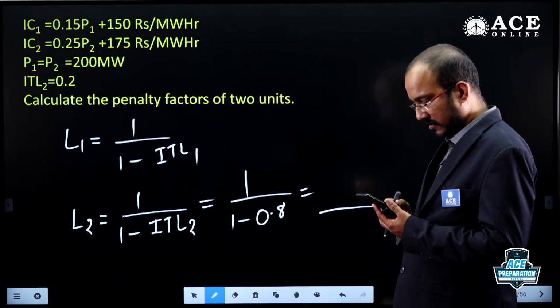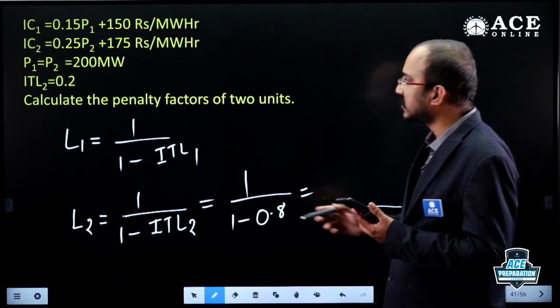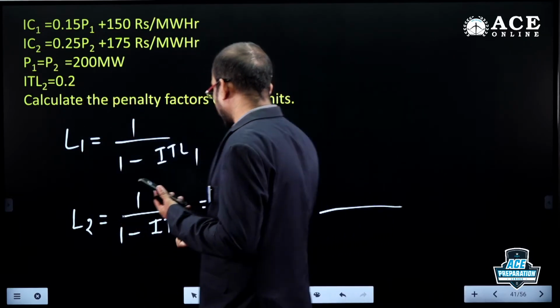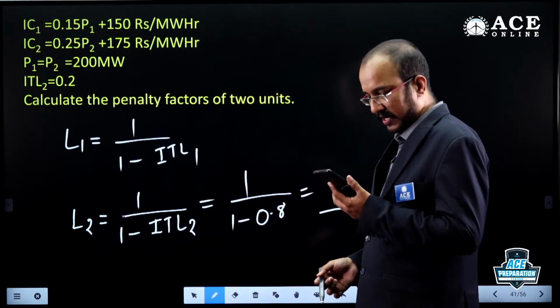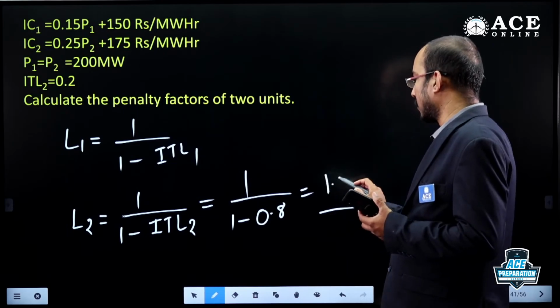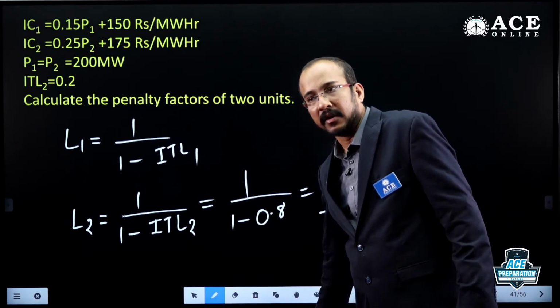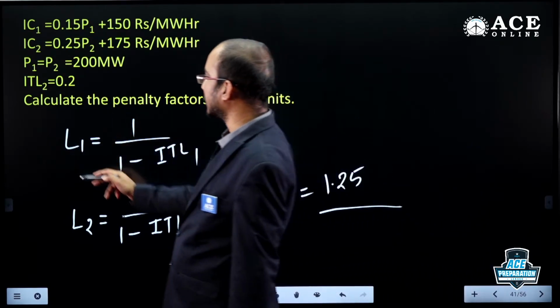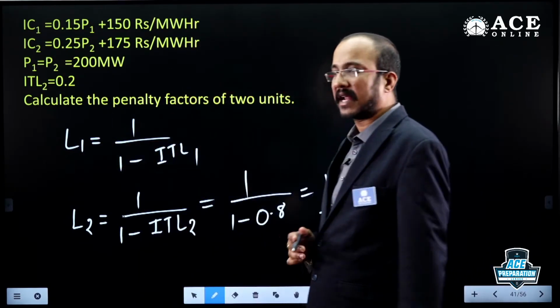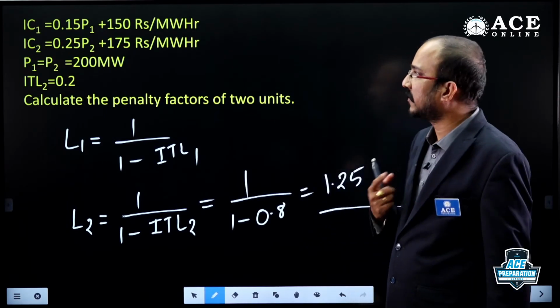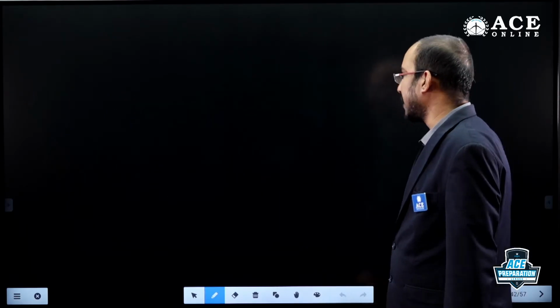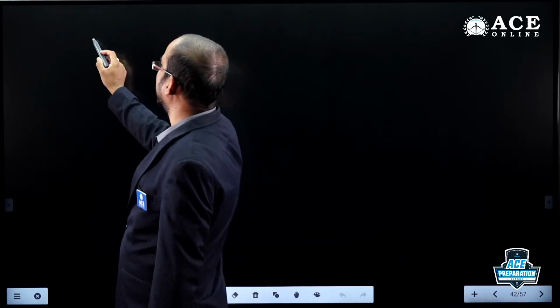The incremental transmission loss of the second unit is given as 0.2, no? So 1 by 1 minus 0.2. How much do you get? 1.25. This is the penalty factor of the second unit. But how do you calculate the penalty factor of the first unit? Here the incremental transmission loss of the first unit is not given. Then how do you calculate? Use the coordination equation. So what does it say?